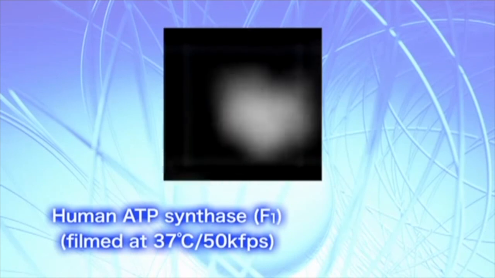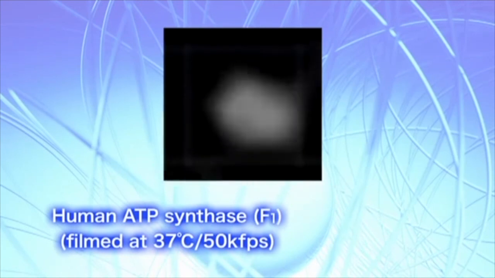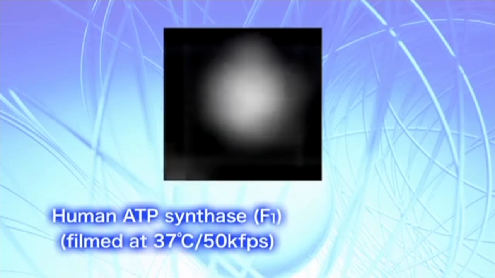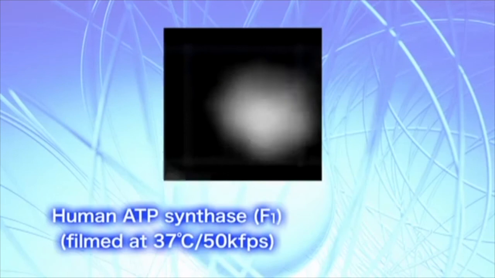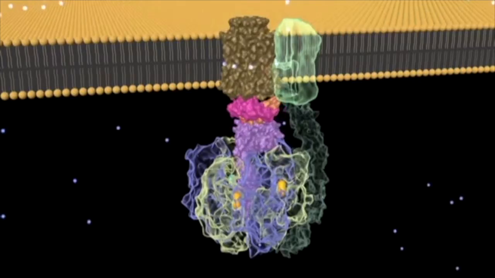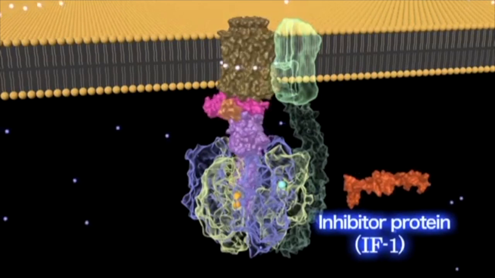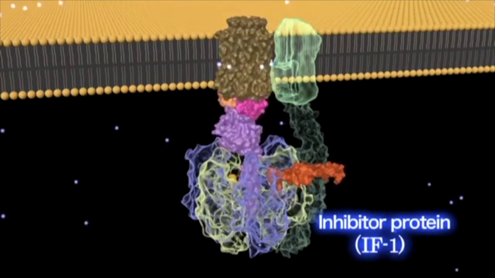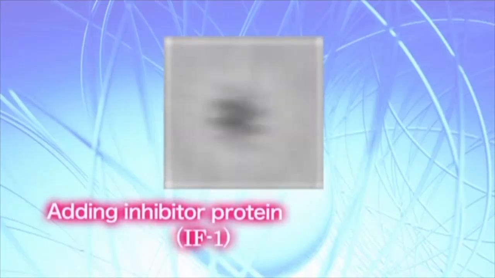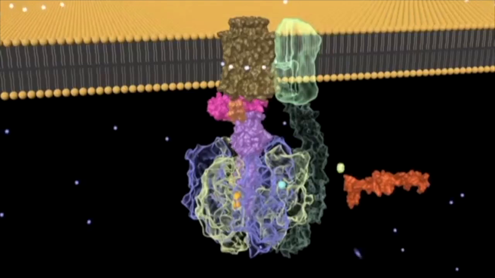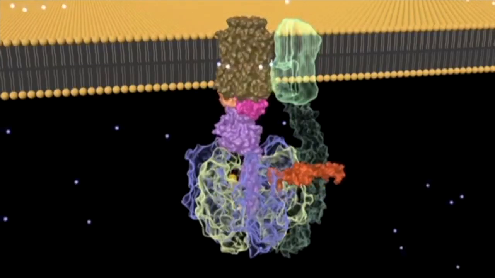They reveal that the human ATP synthase rotates at an incredible speed, around 1,400 times per second. These are slow motion images, 1,000 times slower than the actual speed. In the case of humans, a protein factor binds to the motor from the outside to inhibit rotation. These test images show that rotation stops when an inhibitor protein is added. It's believed that this mechanism controls the useless consumption of ATP.